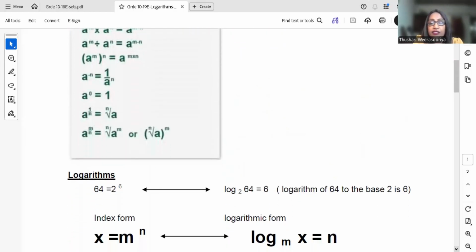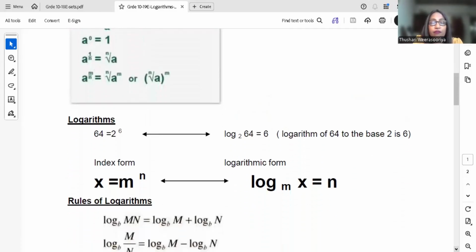Now this is where we jump from indices to the logarithm. Now look at this 64. I can write it in base 2 to the power 6. This is in index form. How do you write in logarithm form? Log, the base is the base. You write it here, 2. Log base 2 of 64. Logarithm of 64 to the base 2 equals 6.